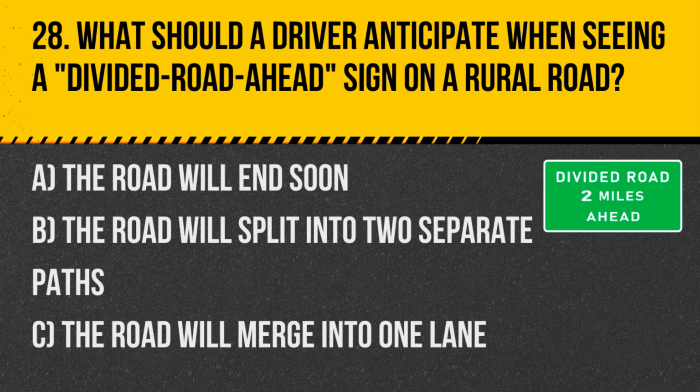Question 28. What should a driver anticipate when seeing a divided road ahead sign on a rural road? A. The road will end soon. B. The road will split into two separate paths. C. The road will merge into one lane. Answer: B. The road will split into two separate paths. Drivers should prepare for a divided roadway.